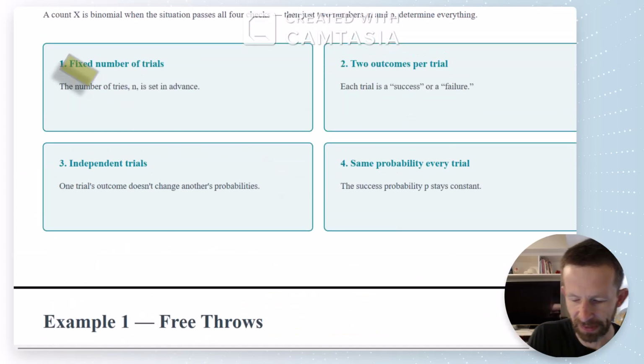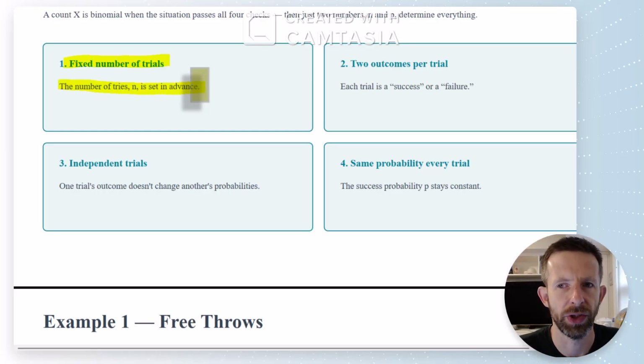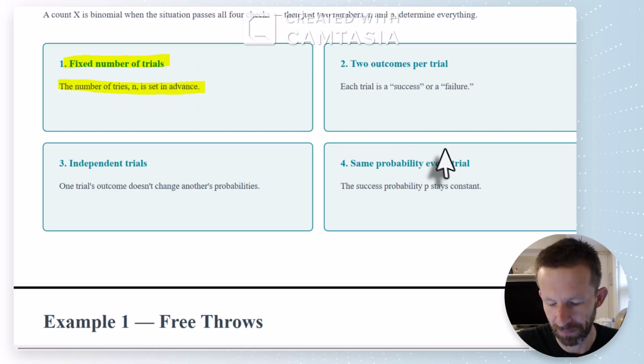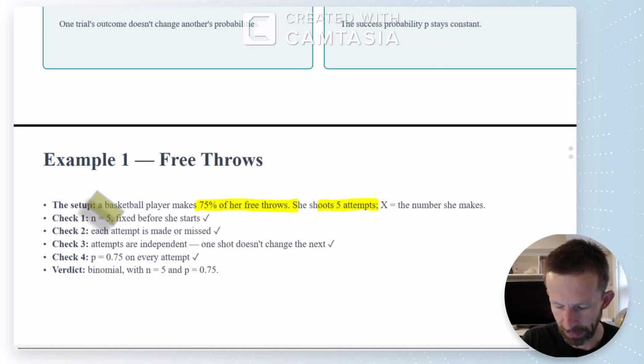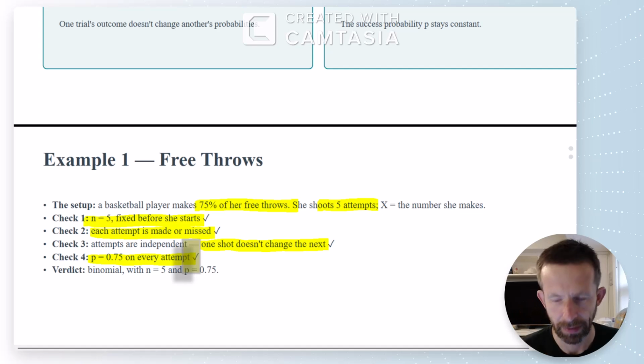So here we talked about fixed number of trials. So the trials are set in advance. So it's not a situation where she shoots until she makes 5 free throws. She shoots 5 and then counts how many of the 5 she made. So n is equal to 5, fixed before she starts. Each attempt is either made or missed, so hit or miss. Attempts are independent. So one shot doesn't change the next. And her probability of hitting a free throw is always 75%.